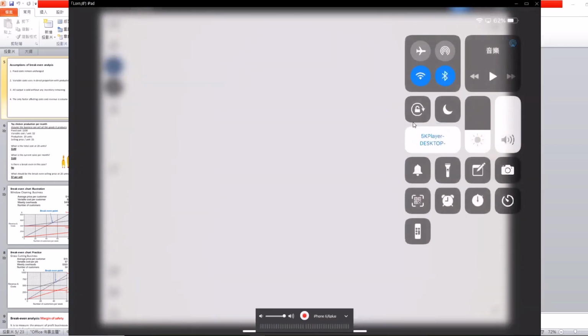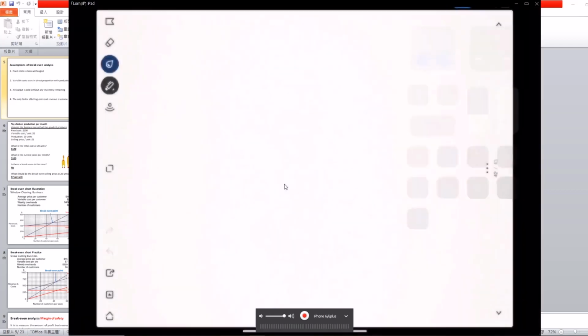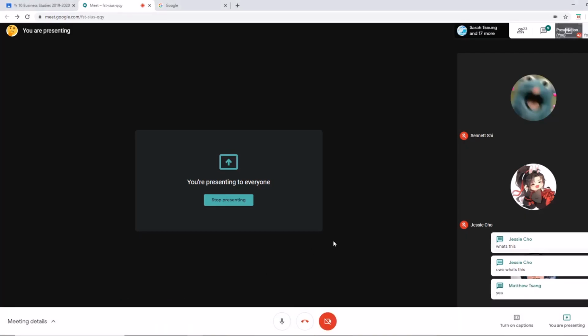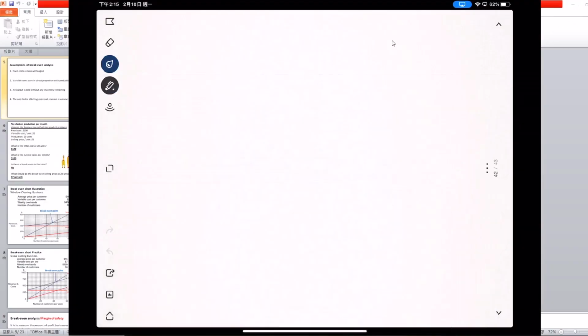Okay, all right. Are you guys able to see a different screen? Yeah? Okay, that's good. All right, that's great. So basically, this is my iPad, the screen of my iPad.